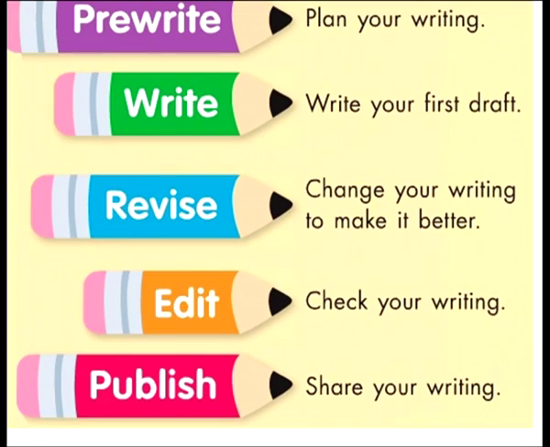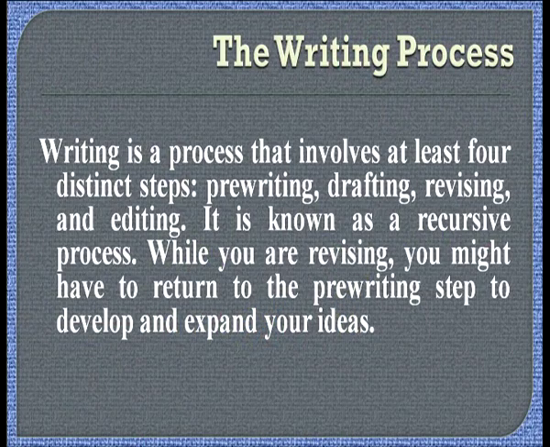Now, there are different steps in the writing process. First one is pre-write, which means plan your writing. Then write your first draft. Revise, change your writing to make it better. Edit means check your writing, and then publish, share your writing with the audience. Now, what is the writing process? Writing is a process that involves at least four distinct steps.